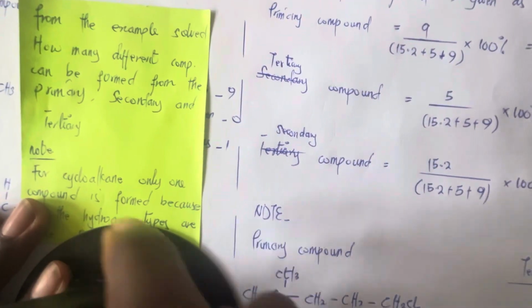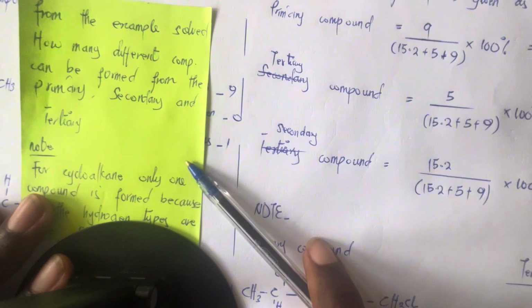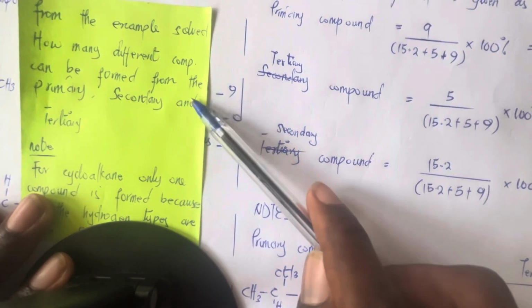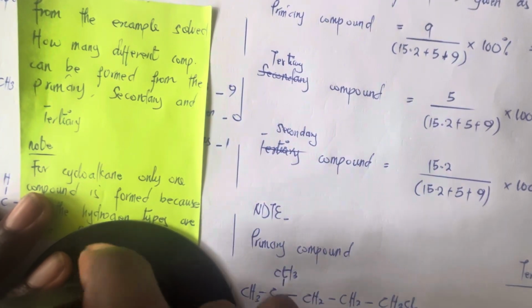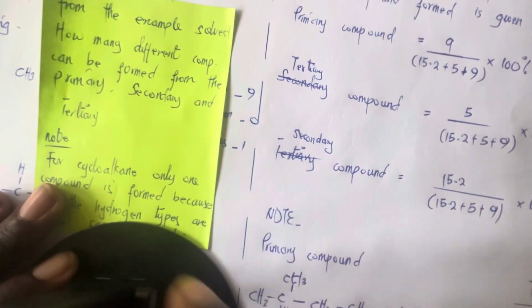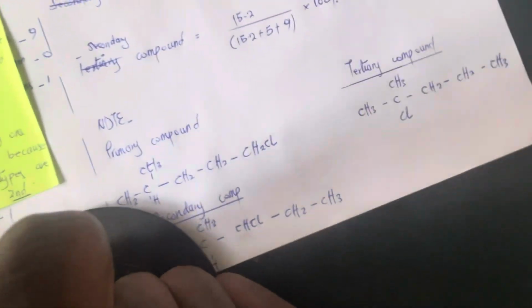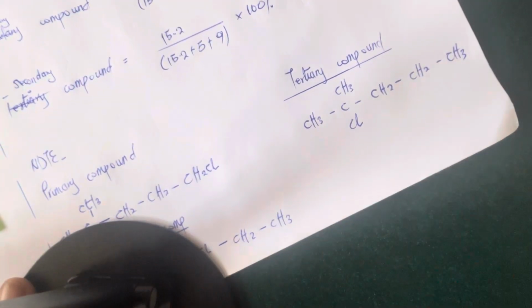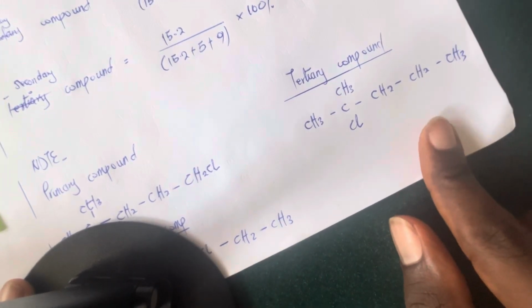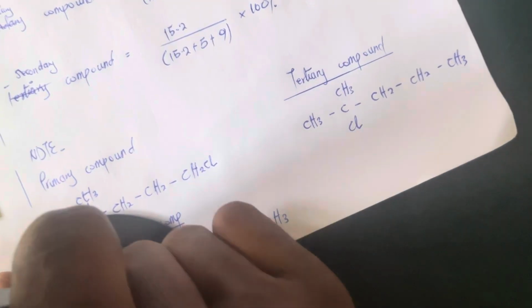This is a reminder that from the examples that have been solved, how many different compounds can be formed from the primary. So that's what we have discussed earlier. Okay, so they can ask you how many different compounds can be formed in, let's say, the secondary compound. They can ask you how many different compounds can be formed. The tertiary, so they can ask you how many different, but for the tertiary, you should know that it is strictly what? Only one compound will be formed, because there is only one tertiary hydrogen. Okay.